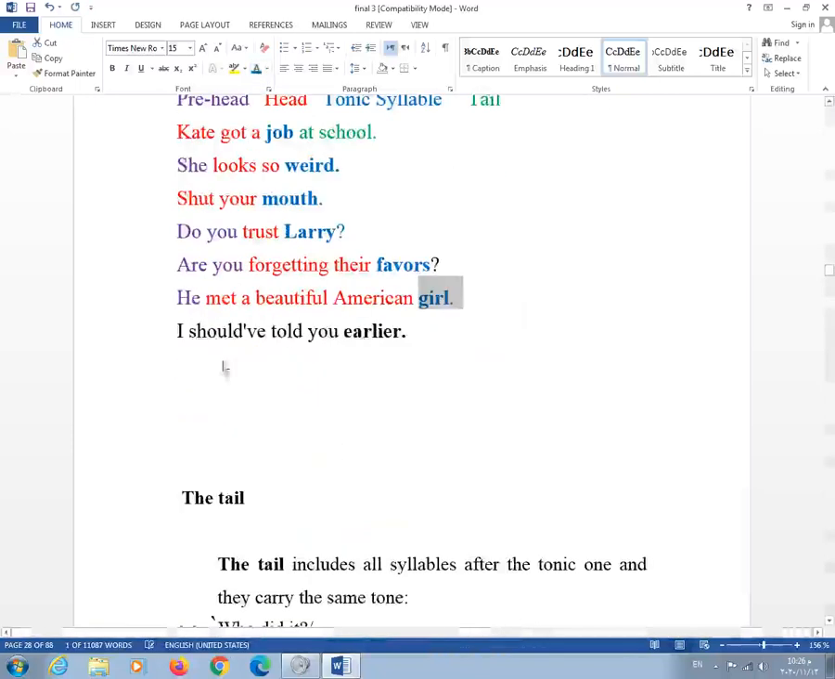Let's do the final one. I shouldn't have told you earlier. The purple part is the pre-head. This is the head, and this is the tonic syllable. I should have told you earlier. Falling. I should have told you earlier. He met a beautiful American girl.